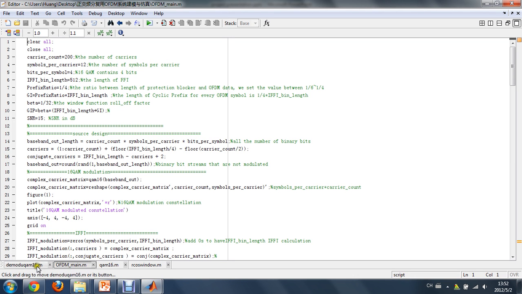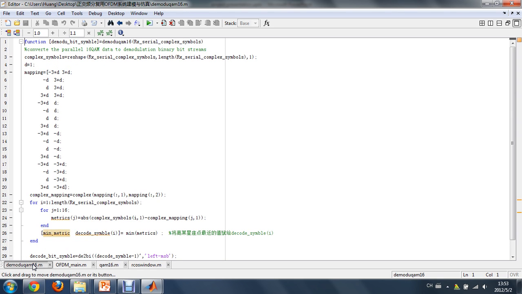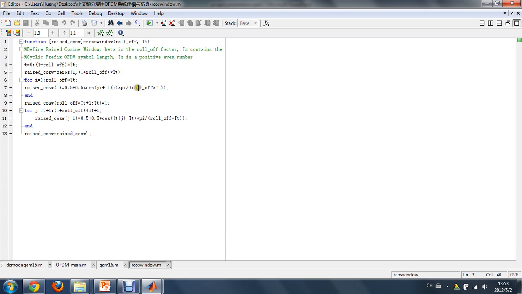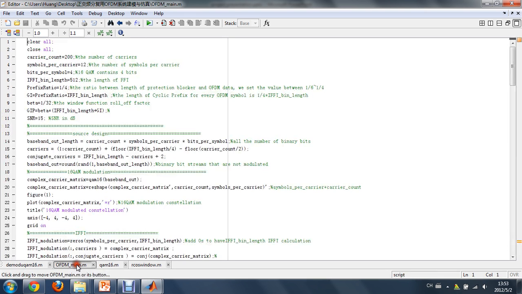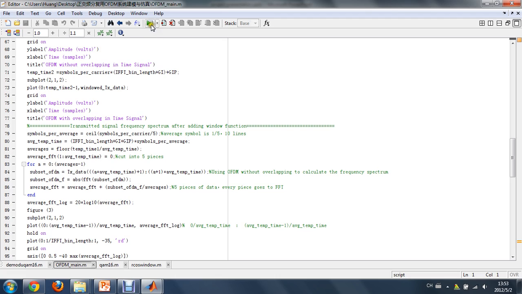In my project, there are several files. This one is the QAM modulation file. This one is the 16 QAM demodulation file, and this is the raised cosine window file, and this one is the main function of my project. Okay, let's see the simulation result.